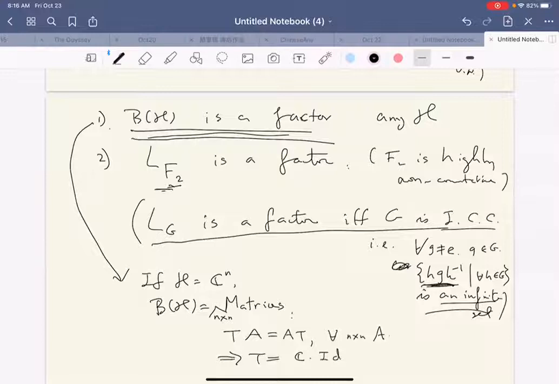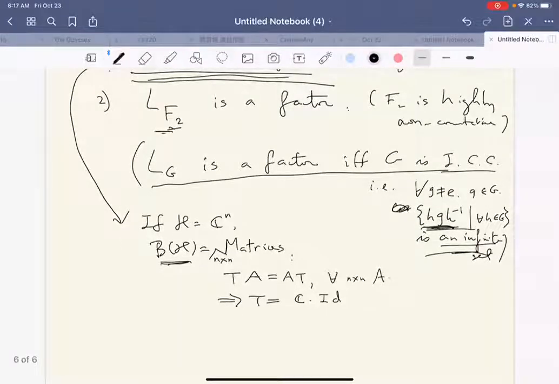The reason I ask this is the following: if G is a finite group, L of G will not be a factor. Yes, that's right. But if H is a finite dimensional Hilbert space, B of H is still a factor, because B of H is large, right? You're absolutely right. If G is a finite group, L of G is not a factor because this condition is not verified. That's right.